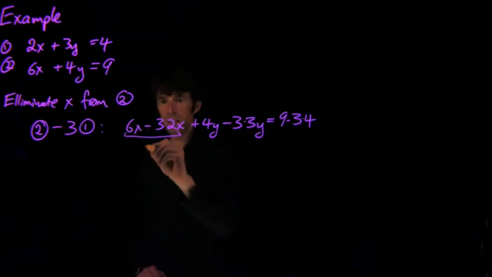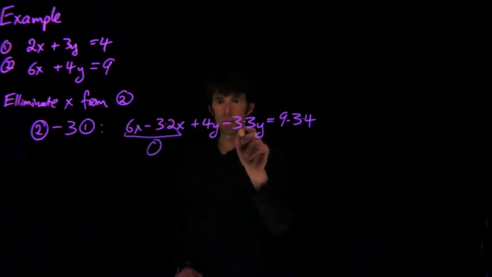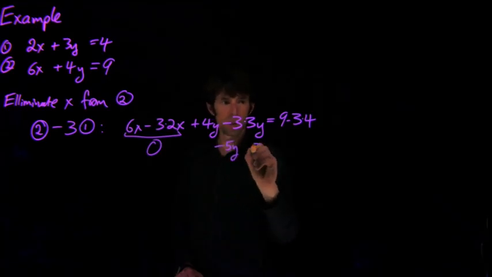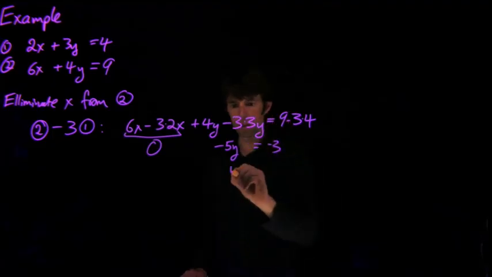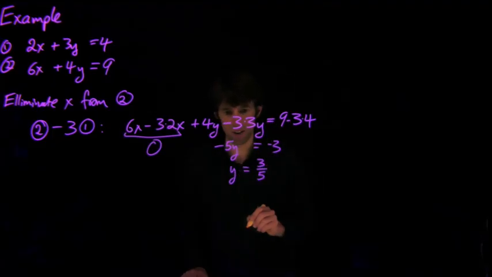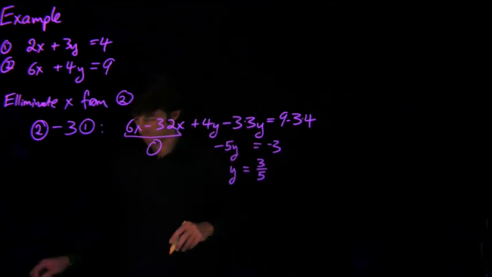So these two here cancel out. That gives me a 0. Here I get 4 minus 9y, so this is a minus 5y equals 9 minus 12, that's a minus 3. So y is 3 divided by 5. Okay, so that's half of my solution. I found out what y has to be.